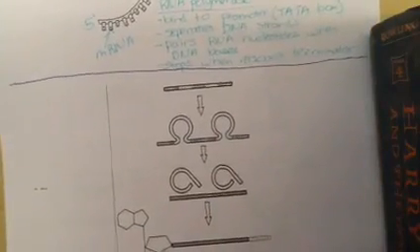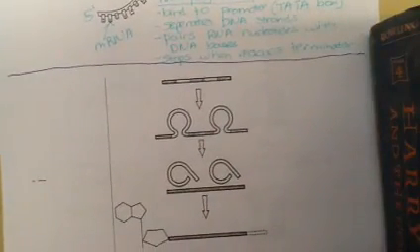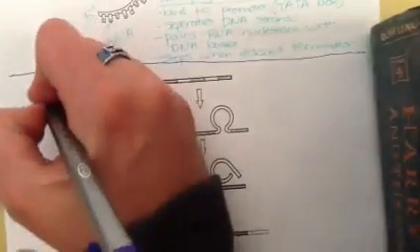Now, this is something that happens only in eukaryotes. It's a key part. I'm probably going to say it about 3 times. So this is RNA processing.